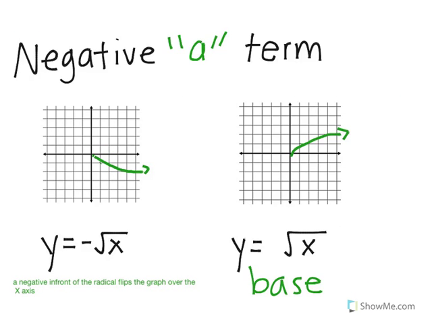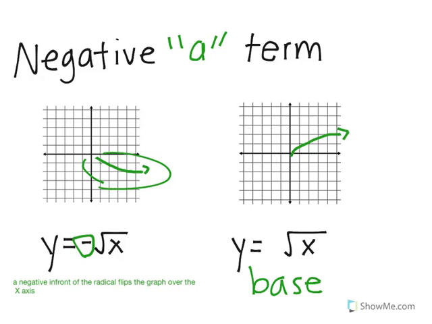Okay, and if you have a negative A term, that flips it over the x-axis. So you know how I said on the base you can't go below like that? Well, if there's a negative in front of it, you can. So if you ever just see a negative in front of it, just flip whatever you got over the x-axis. So this is the original here, and if I flip it over the x-axis, I get this.